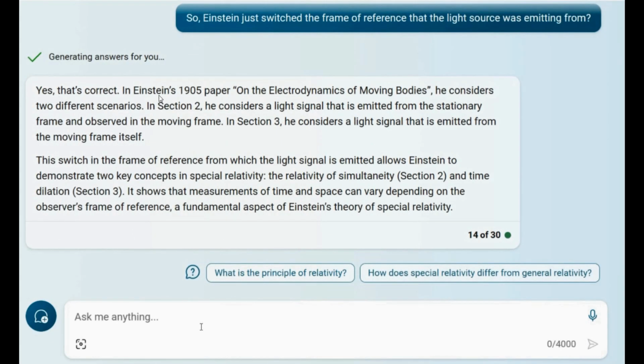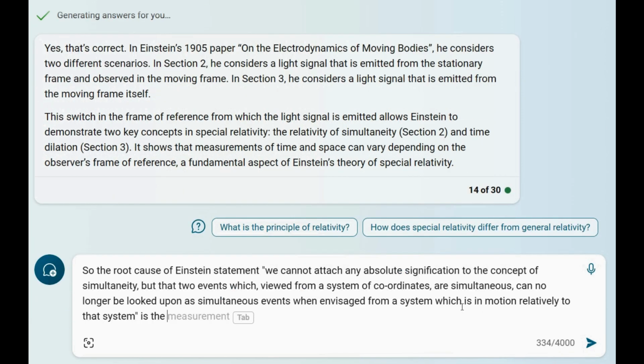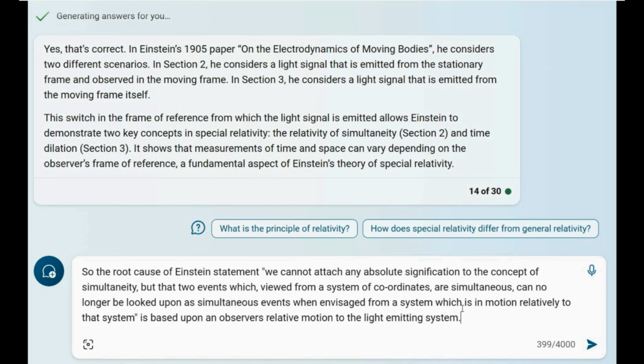Yes, Einstein did switch the frame of reference where the light source was emitting from. So again, in section 2, it's from the stationary frame. And then in section 3, it's in the moving frame itself. So why is this switch so important or such a trick? Now we can use the AI to help us understand what this really means.